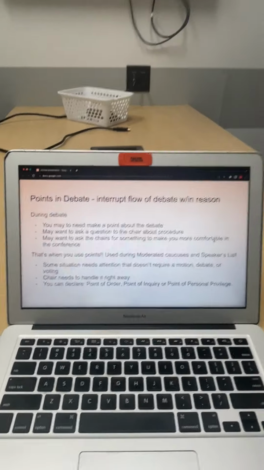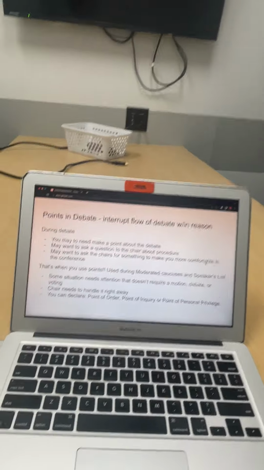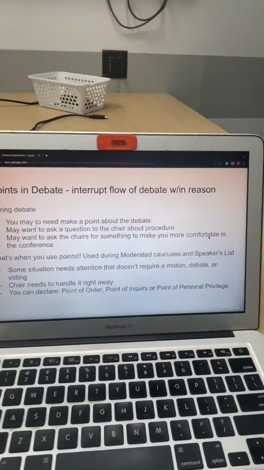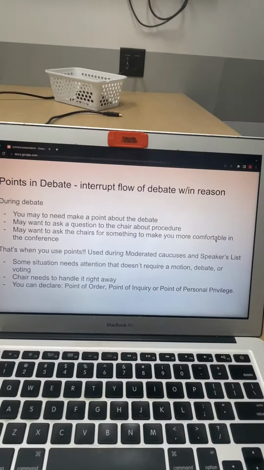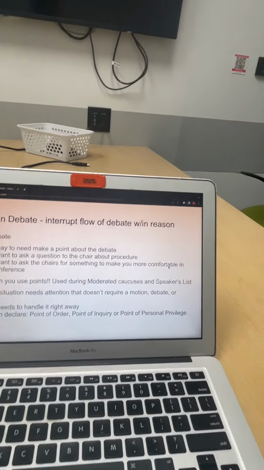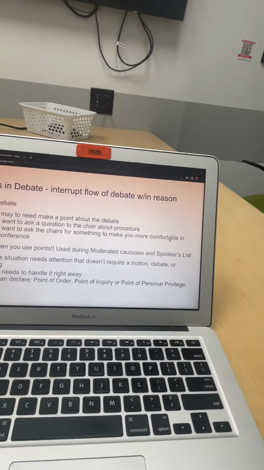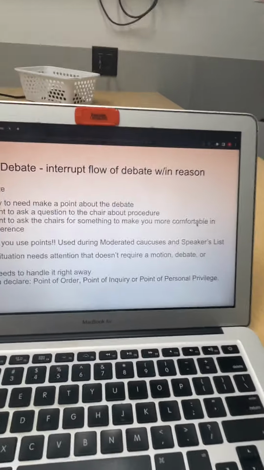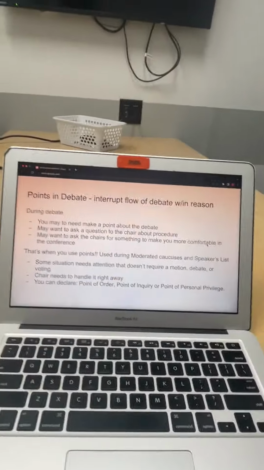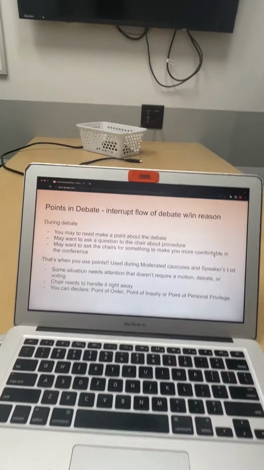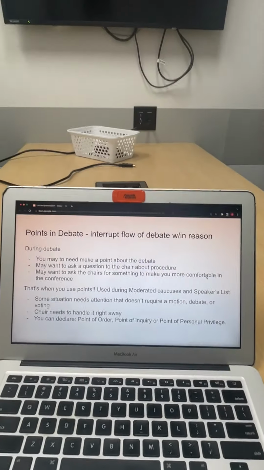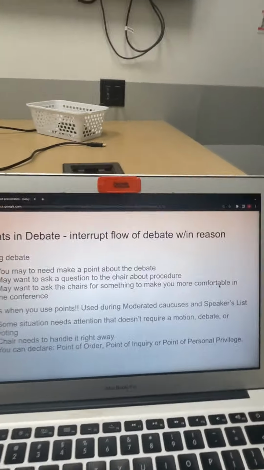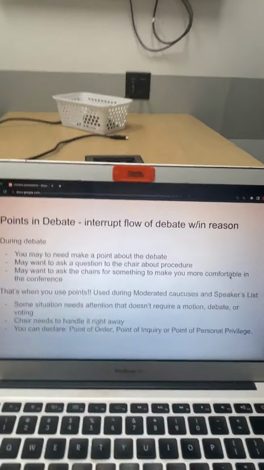So points of debate, they kind of interrupt the flow of debate, but within reason. So during the debate, you may need one of these because you might need to make a point about the debate, and you might want to ask a question to the chair about some of the procedures, or maybe you just want to ask something to the chair to make you feel more comfortable. Maybe we'll go more on that after. So this is why you use points. So during moderated caucuses and speakers list, because in an unmoderated caucus, it's unregulated anyway, so it doesn't matter at that point. You can do most whatever you'd like to do.